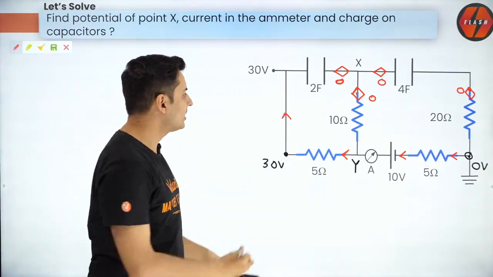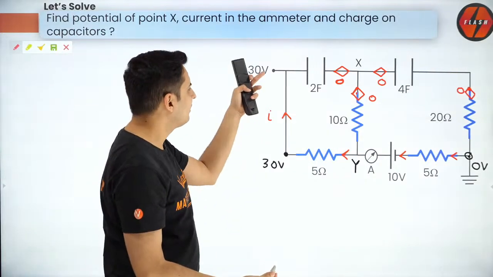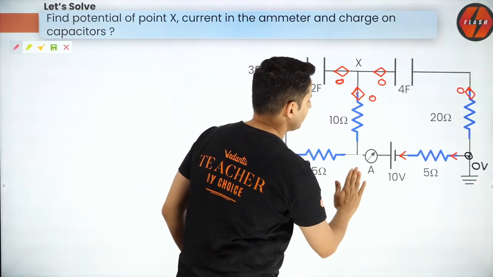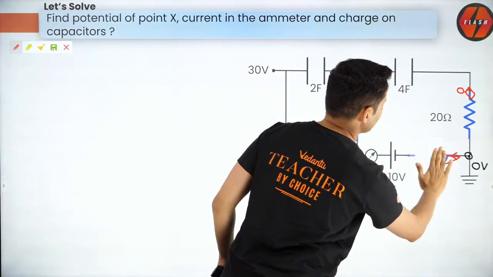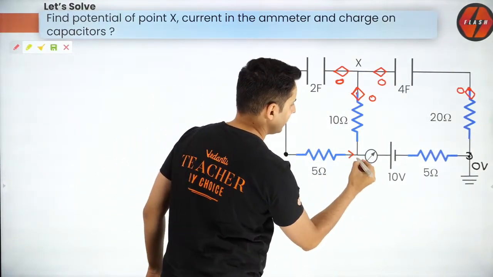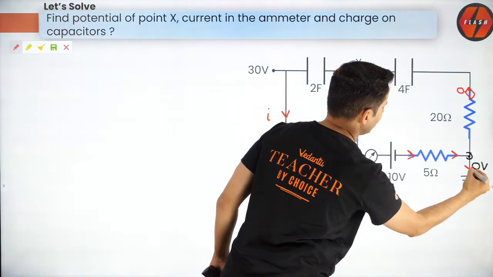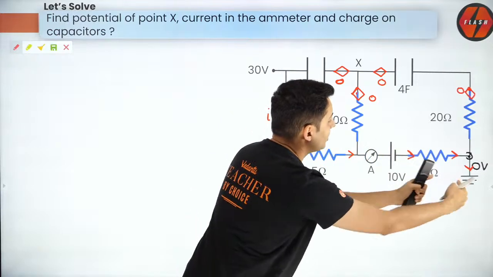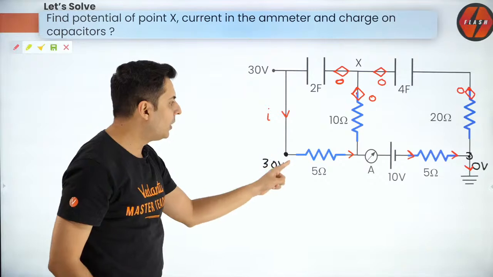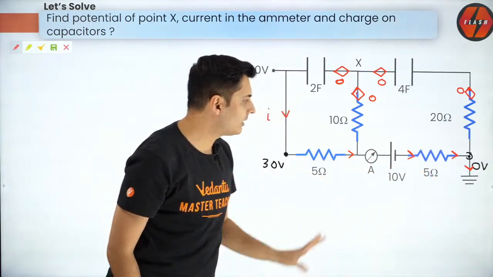And if my direction is wrong, automatically my answer will come out to be negative. But I have a feeling current will go from higher potential to lower potential. So it's better at the start only that we assume the directions correctly. So most likely the current is going to flow like this, like this, like this, and like this, and back into the ground. So the current is going to go from 30 volts to 0 volts, and that current is I. Now, who and all are coming on the way? There is a resistor, ammeter, battery, resistor, and nothing else.